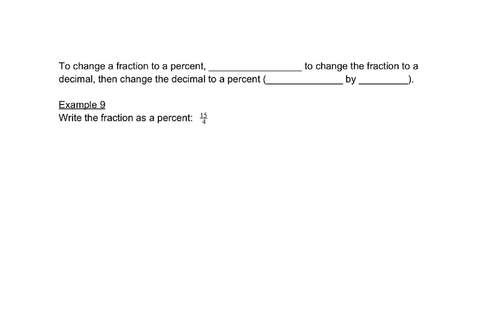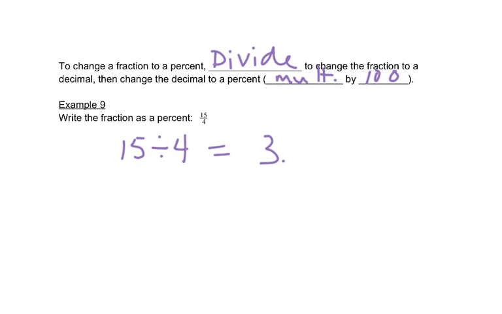To change a fraction to a percent, divide to change the fraction to a decimal, and then change the decimal to a percent, which is that multiplying by 100. So here, in example 9, I would read straight down, do 15 divided by 4, and that changes this to a decimal. And then if I want this as a percent, I need to change it to a percent. So I move it 2 places over to the right, and I get 375%.